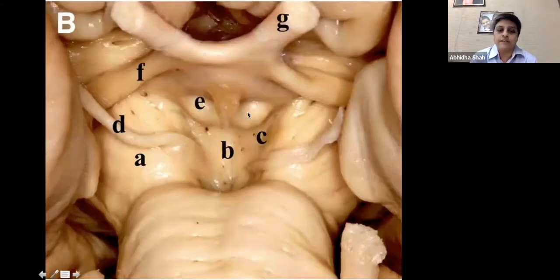So the midbrain, this is the gross structure of the midbrain. These are the mammillary bodies. So basically, when you see a lateral view, the midbrain extends from the mammillary body to the posterior commissure. That is the superior boundary of the midbrain. I will show you in the lateral view.